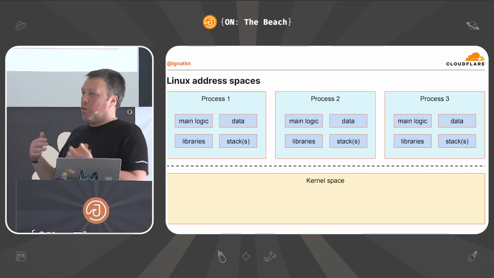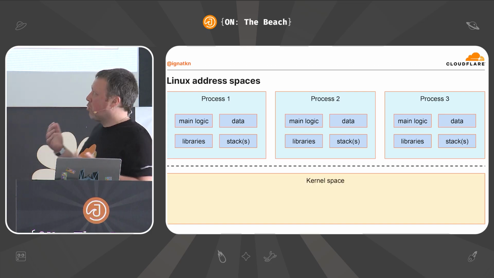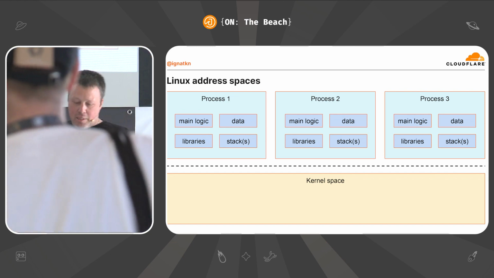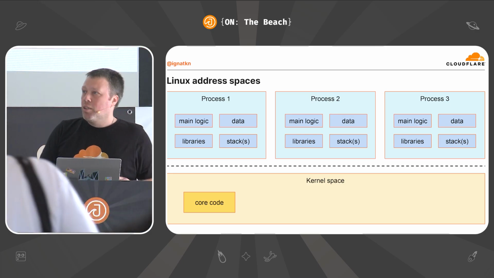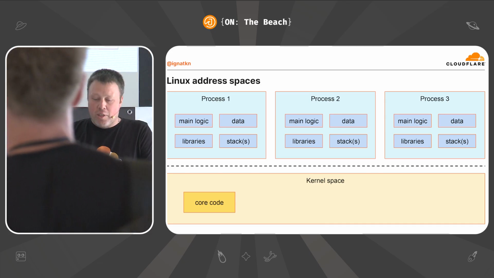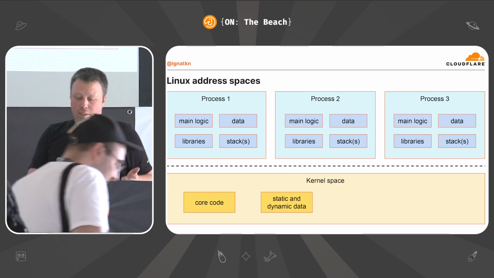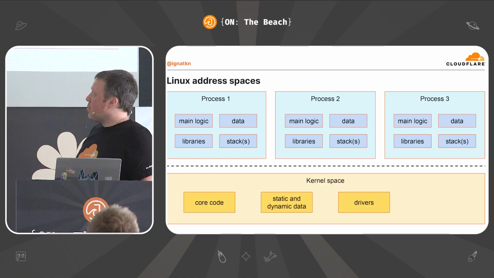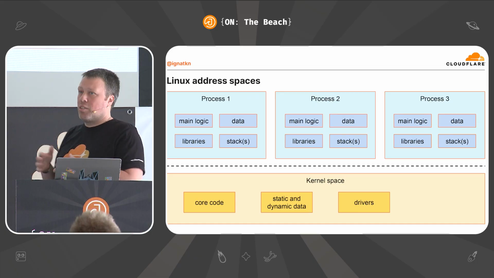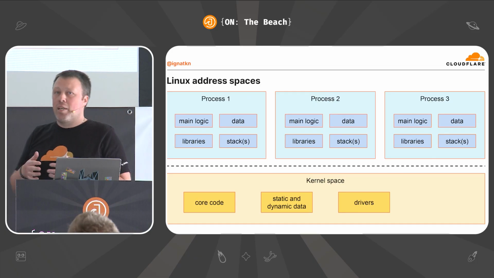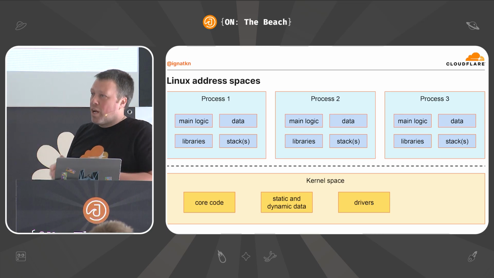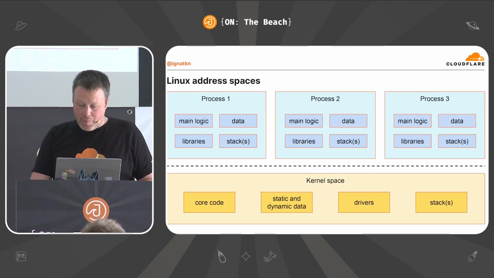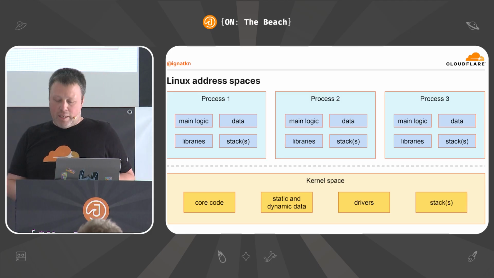And you also run it on the operating system, so you have the so-called kernel space. This is user space in literature, and this is the kernel space. In kernel space, you have the code for the kernel itself. You have also static and dynamic data, global variables and stuff. And you have the drivers. In the kernel, the drivers actually share the same address space. That's why it's very dangerous to load drivers into the kernel when you don't know where they came from. And also you have kernel stacks.